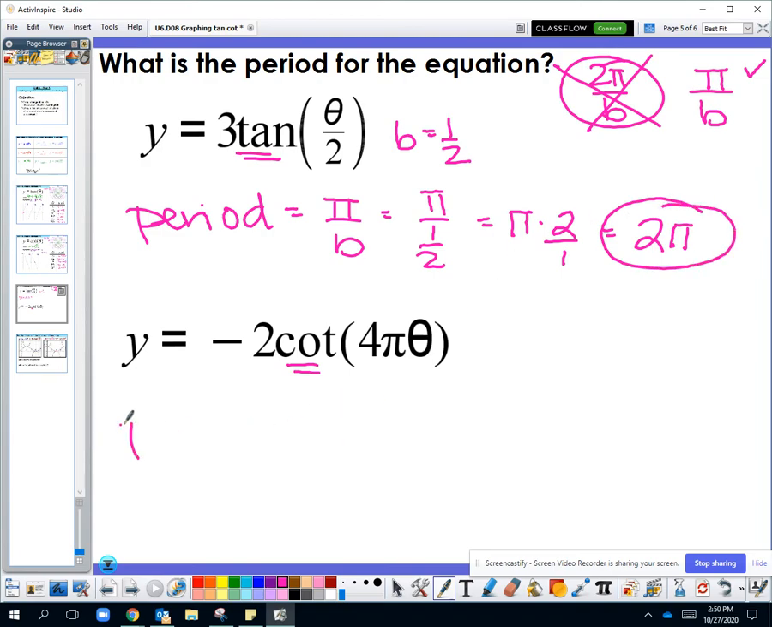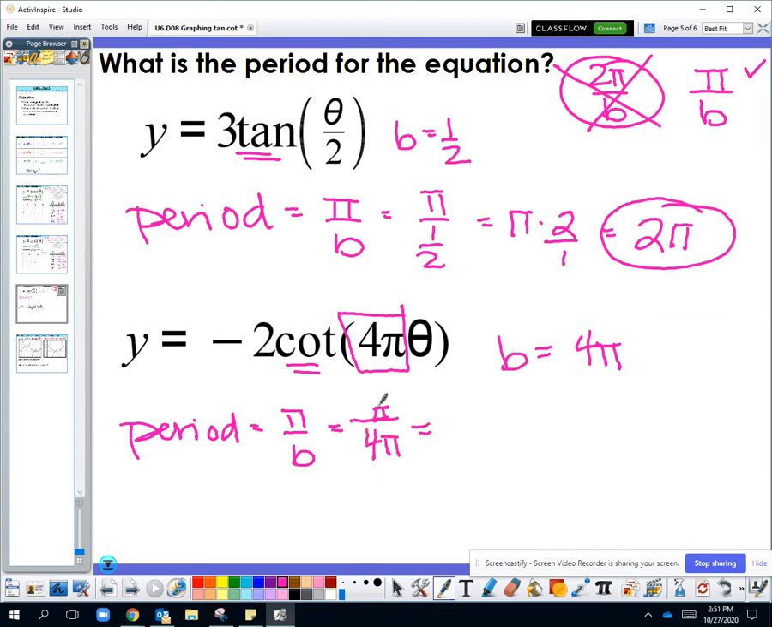For cotangent, the period formula is the same, pi over b. The b value in this case is anything multiplied by theta, so 4 pi. Here I'd have pi over 4 pi. The pi's cancel out, and I get 1/4 as my period.